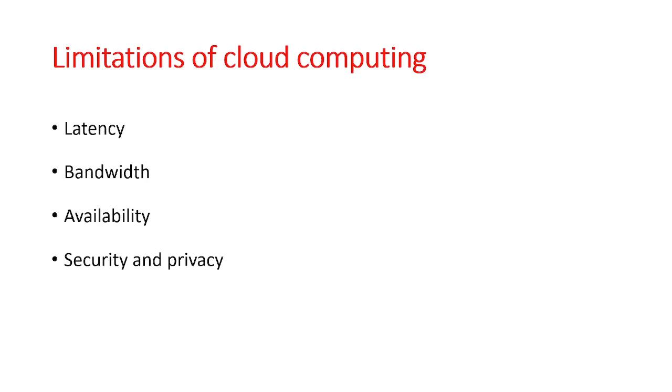So the first limitation is latency. Latency is the time it takes for a request to go from the client to the server and back to the client. In the context of cloud computing, a client could be anywhere in the globe. But if the data center is very far from the client, then it takes a lot of time before the request reaches the data center and the response comes back to the end user. This is called latency.